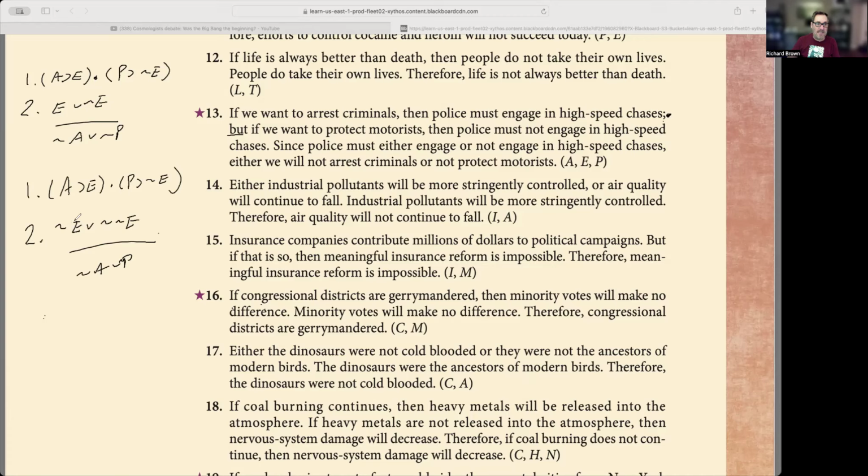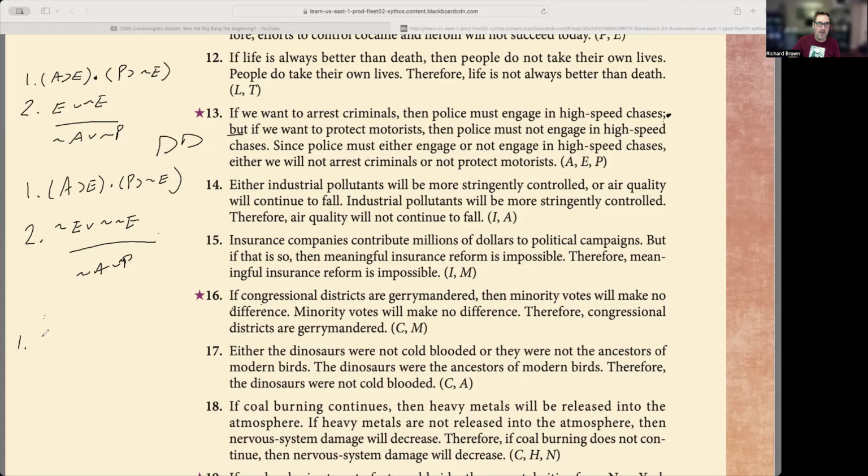Then this second premise is a negation of that consequent. And this second disjunct of our disjunction is a negation of that. So now we have destructive dilemma. Now, of course, what's interesting is we could have reversed the and statement here if we wanted to.